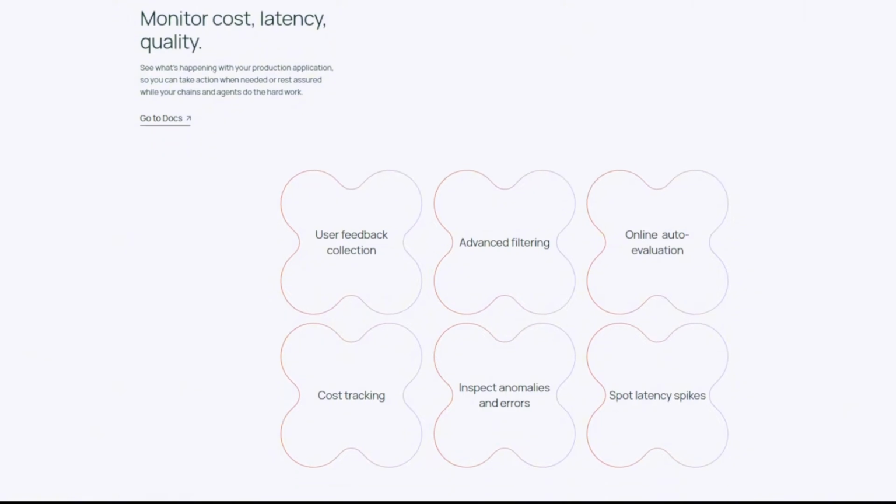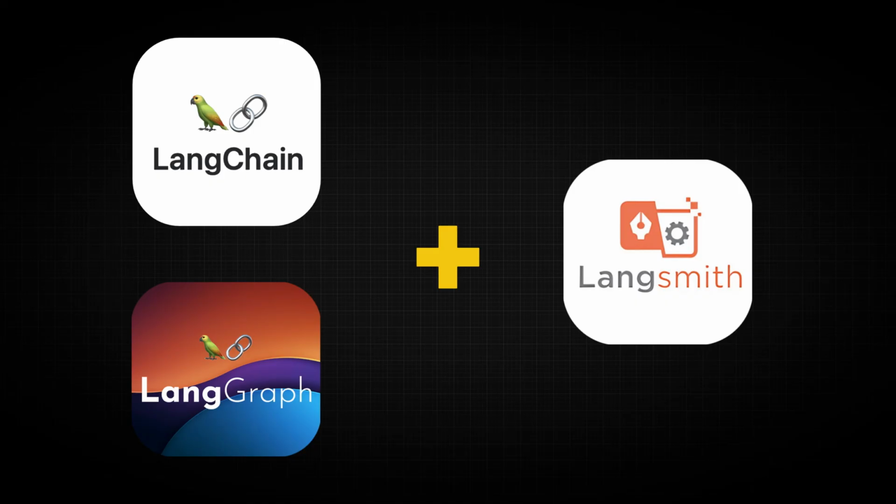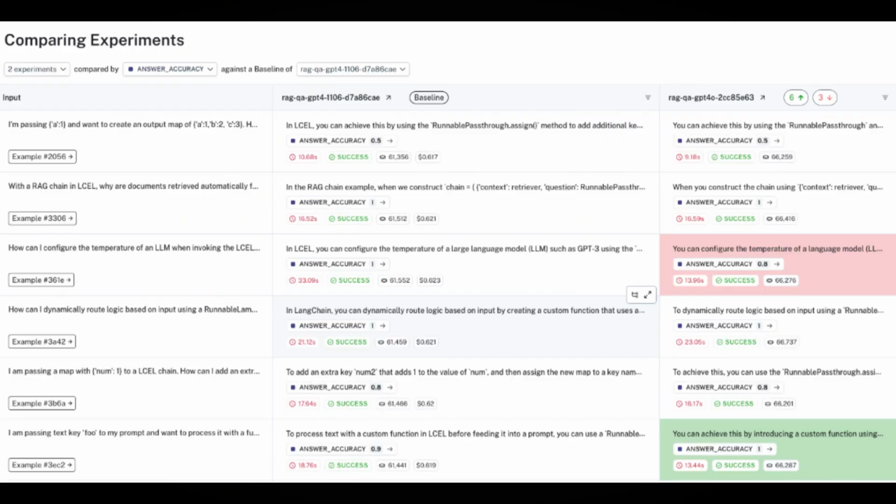LangSmith is designed to be independent, so you can use it with any LLM framework, and using LangChain is not necessary. Which means you can connect LangSmith with LangChain and LangGraph. It provides deeper insights into how the workflows are performing, helping developers find and fix issues. Now, when should you not use LangSmith? If your application is straightforward and doesn't require extensive monitoring or testing, the overhead of LangSmith may not be necessary.